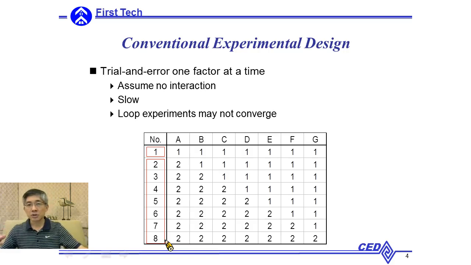But we can do this iteratively, which means we can come back to adjust factor A again and keep the rest of the factors fixed at the values we just found. And again, for A to G, we can continue trial and error in an iterative way to see, finally, whether we can get the best output. But as I just explained, this method is very slow, and this kind of loop of experiments may not converge.